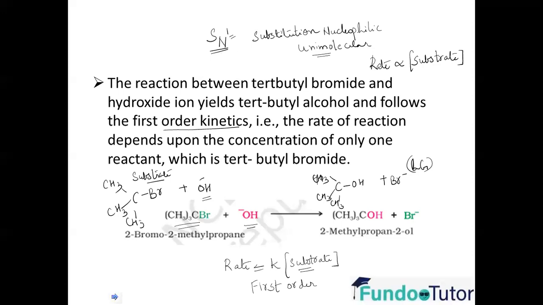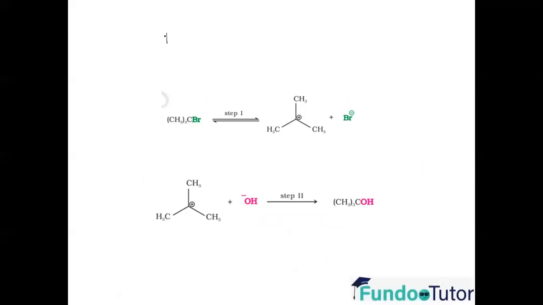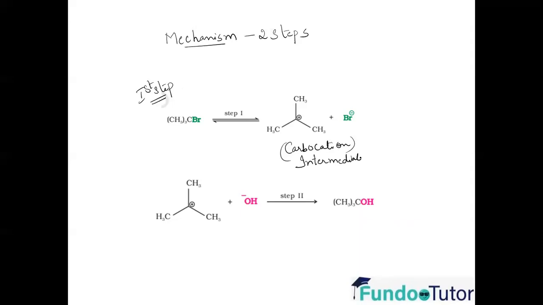Yes, let's understand the mechanism of this reaction in detail. When we go for the mechanism, the reaction takes place in two steps. In the first step, the tertiary butyl bromide ionizes, resulting in the formation of this carbocation intermediate, and the Br minus is leaving here. So the reaction is proceeding through the carbocation intermediate. This is the first step of the reaction.